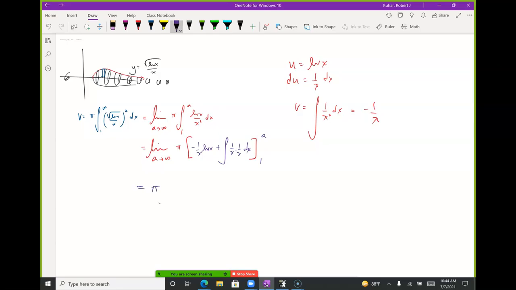Now pi can come out of my limit, so I'm going to let it come out. I can evaluate the limit without the constant involved. I've got minus 1 over x ln of x, and then this integral, this is 1 over x squared again, right? And we already did that. I know I get a minus 1 over x from that.